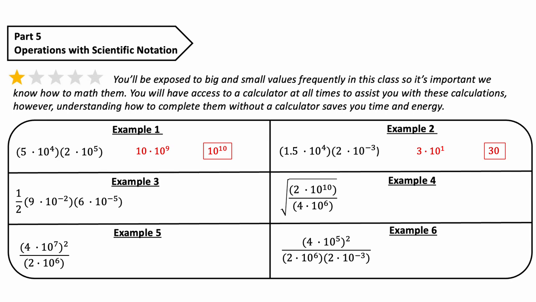With example 3, we have a 1/2 in front, 9 times 10 to the negative 2, 6 times 10 to the negative 5. Of course, I want to put those 10s together and get 10 to the negative 7. I can go ahead and do 9 times 6, but what am I going to do with that 1/2?